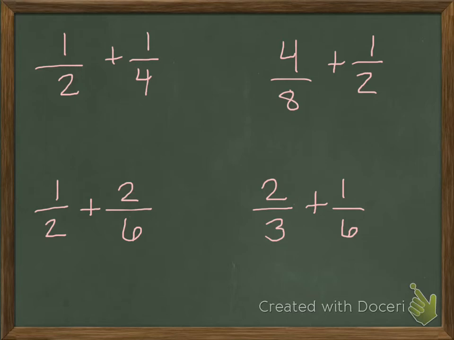Number 3 says solve, and you can use your fraction circle pieces to help you. A says 1/2 plus 1/4. So if I look here, I have half of a circle, and then I'm going to add 1/4. So if I'm going to break this into fourths, I'm going to add 1 more fourth. Therefore, it equals 3/4.